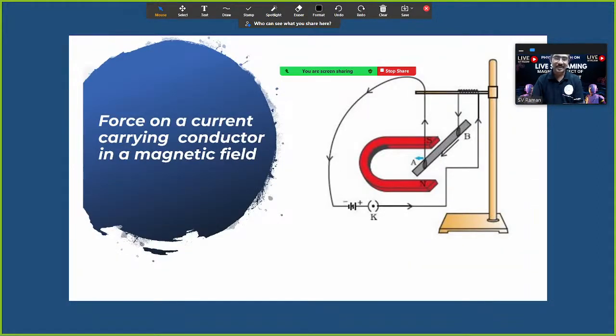Yes. One student asked me the question, what are the applications of Fleming's left hand rule? Generally, with Fleming's left hand rule, we identify the force on a current carrying conductor. Let's say the force converts electrical energy to mechanical energy. Once mechanical energy is created, the first one is the electric motor. In an electric motor, force can be created.